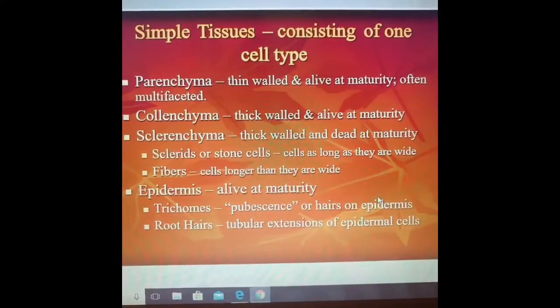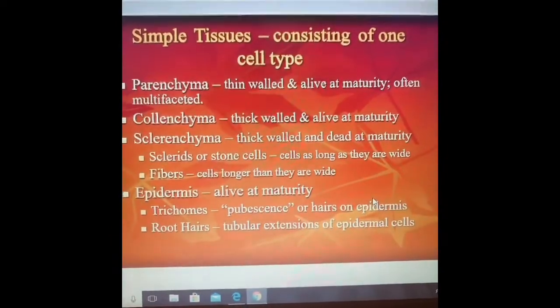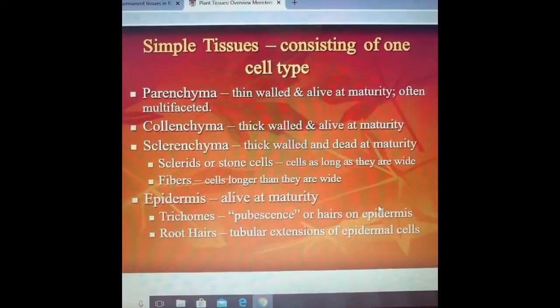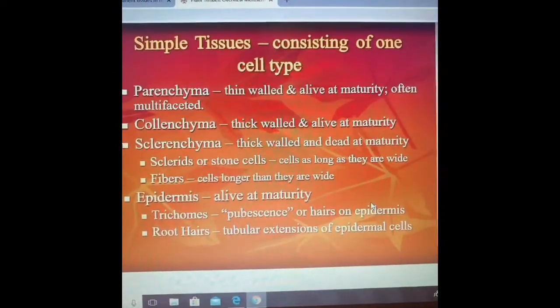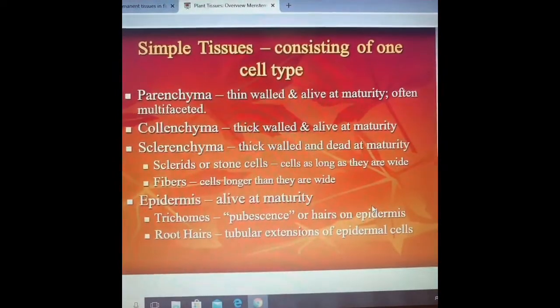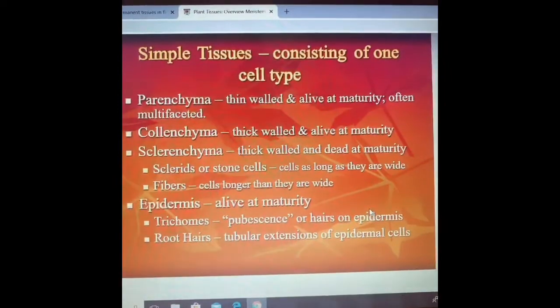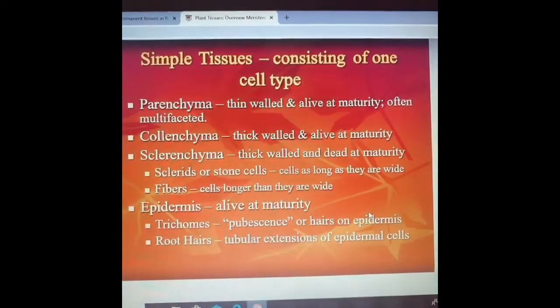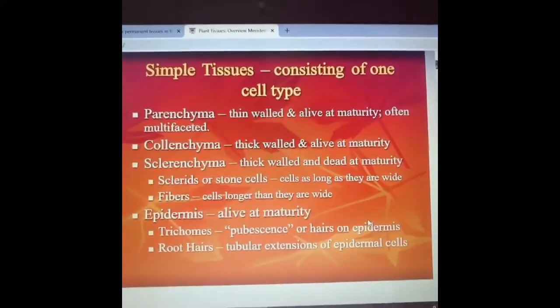Simple permanent tissues are tissues which are similar in structure. The cells are similar in structure, origin and function, and simple permanent tissues are of three types: parenchyma, collenchyma, sclerenchyma. Epidermis is a protective tissue. So let us discuss the parenchyma. You can start writing the points also as I speak about them.